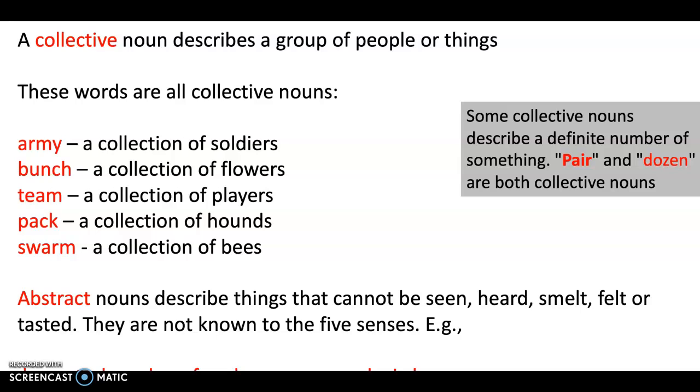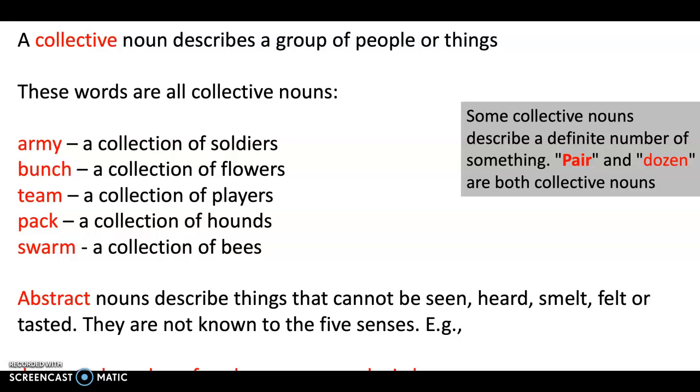Collective nouns describe a group of people or things. These words are all collective nouns: army, bunch, team, pack, swarm. So we use these in sentences. We say an army of soldiers, a bunch of flowers, a team of players, a pack of hounds, a swarm of bees.